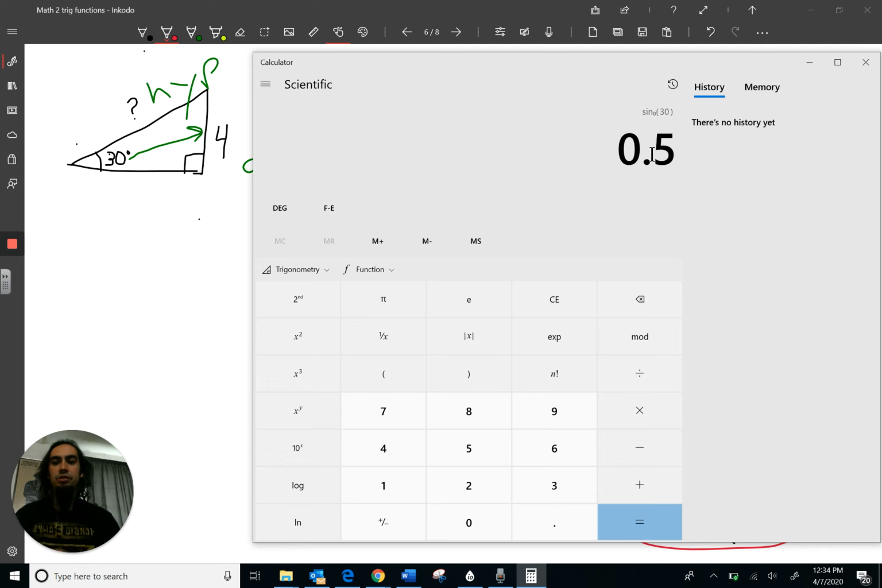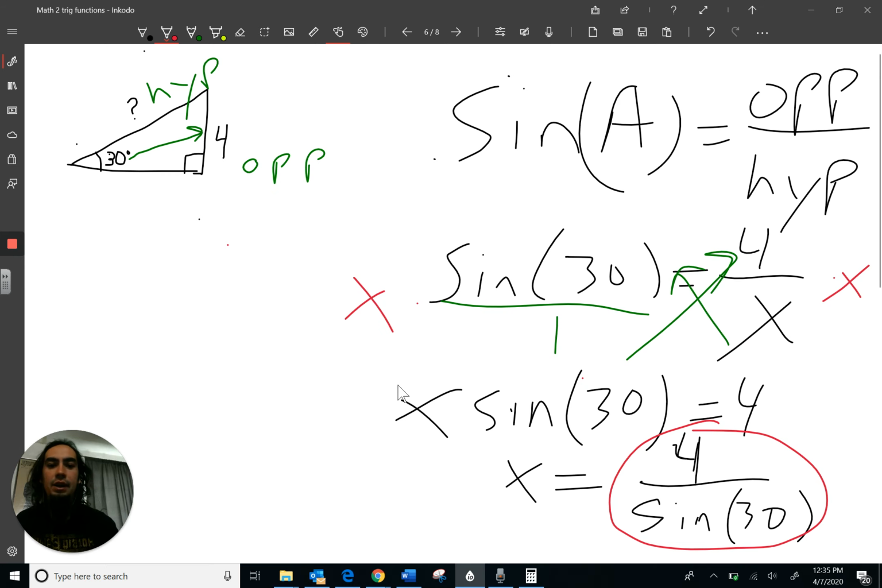Everybody's calculator is a little bit different. Hopefully you guys are using some sort of sophisticated calculator and not one that's just on your phone. But if you are using your phone calculator, it's probably like this, where you're going to type the angle first and then click whatever trig function you want. Okay, so 0.5. So we know that.